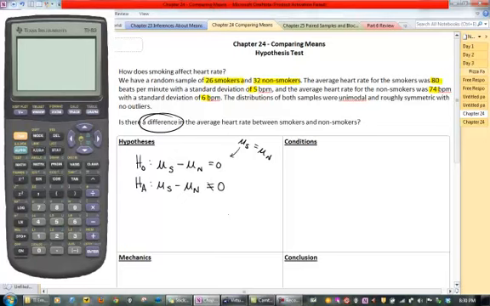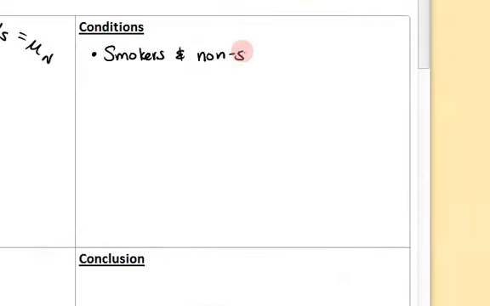All right, so then we're going to move on to our conditions and assumptions, and these will be very similar to the ones that we had when we were just dealing with one mean, except we're going to have to prove them to be true for both. First, we were told that we have a random sample of 26 smokers and 32 non-smokers. So we're going to say smokers and non-smokers were chosen randomly.